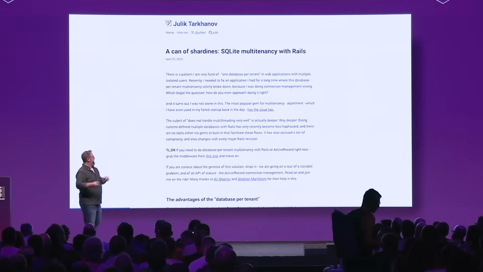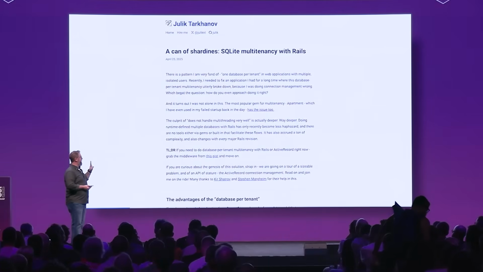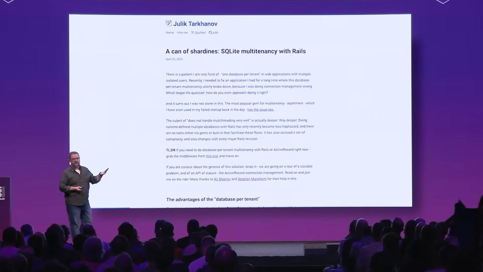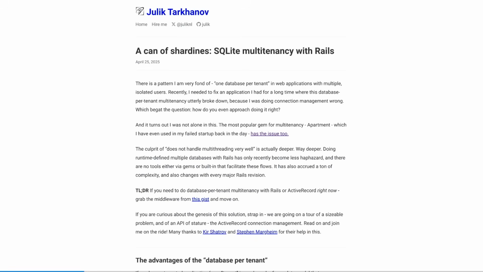I'm not the only person who saw this path. Earlier this year, Julik Tarkanov, is Julik here? Julik. Anyway, Julik published a short one-file implementation called Shardine, which is a really great name. I wish I had thought of it. Basically, he says the same thing here: Rails 6.1 has better connection management. And so it felt really good to know that other people had seen this opportunity as well.